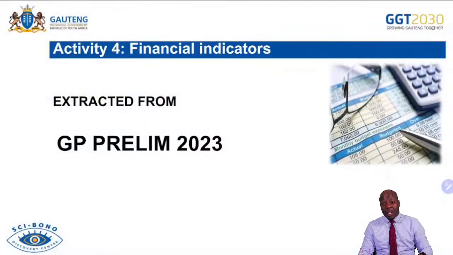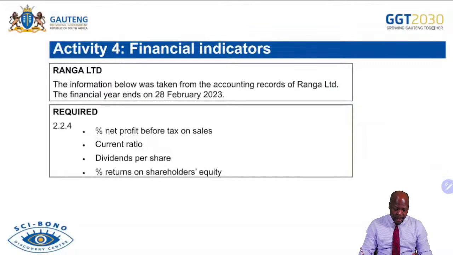Welcome back, dear learners. Before the break, we were able to do the note to the cash flow statement, and we also did an interesting cash flow statement. So far we have touched the Free State prelim, the Limpopo prelim, as well as the Eastern Cape. Now we are having our own Gauteng prelim paper, and we're going to look at some interesting calculations on financial indicators. To begin with, it says Ranga Limited.